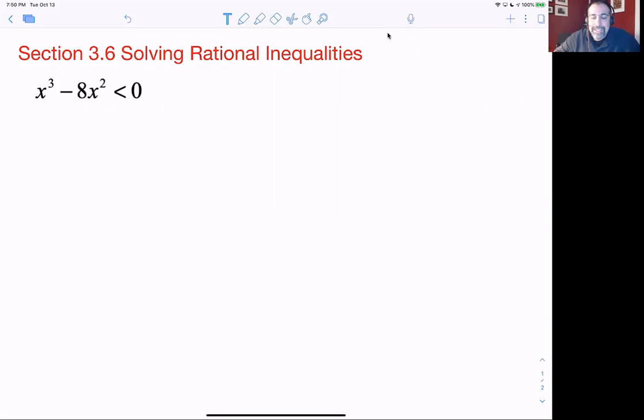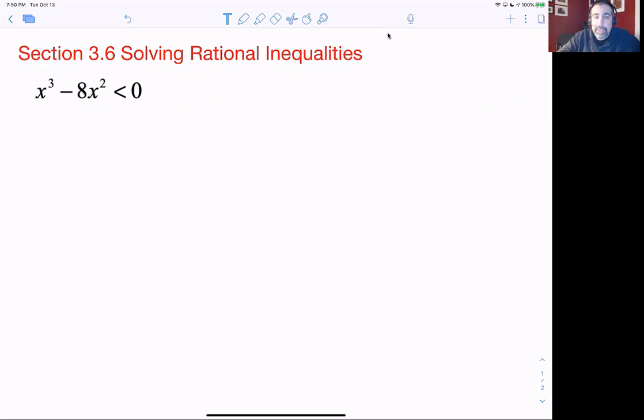We are looking at section 3.6 today. That's solving rational inequalities. Now, the good news is on this section that we've done all of the groundwork we need for graphing rational expressions, and we're going to use a lot of that again today because the big idea behind this is to make a number line to find out where our expression is positive or negative.